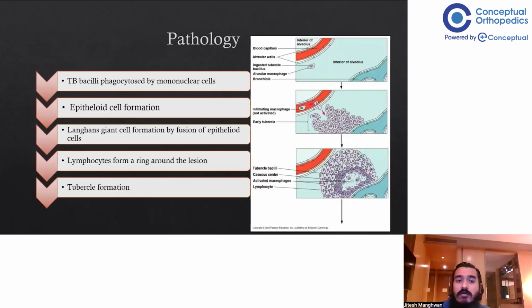What is the pathology? The TB bacilli is phagocytosed by the mononuclear cell, which tries to mount the immune response against the bacteria. These mononuclear cells then cause epithelioid cell formation. There is Langerhans giant cell formation by fusion of the epithelioid cells. Lymphocytes form a ring around the lesion, and there is tubercle formation. Initially, as you are seeing, this is a macrophage with the ingested bacillus. They keep on accumulating like this, and then they form the tubercle.